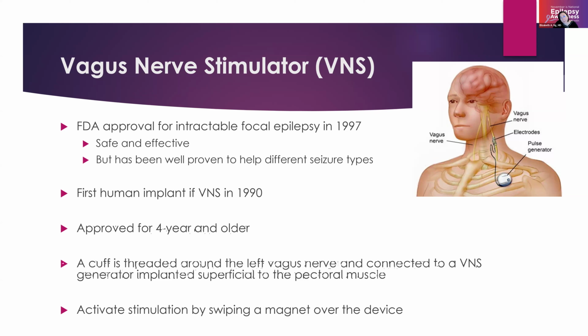And it has also been well proven to help other different seizure types. The first human implant was in 1990 and is approved for individuals 4 years and older. And you can see a cuff is threaded around the left vagus nerve and then connected to the VNS generator, superficial to the pectoralis muscle. And then you have a magnet that swipes over the generator to activate the stimulation.